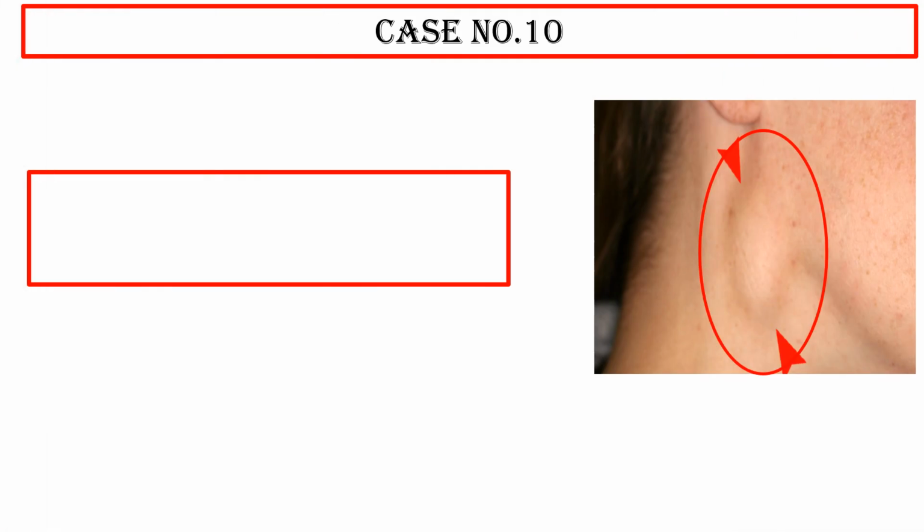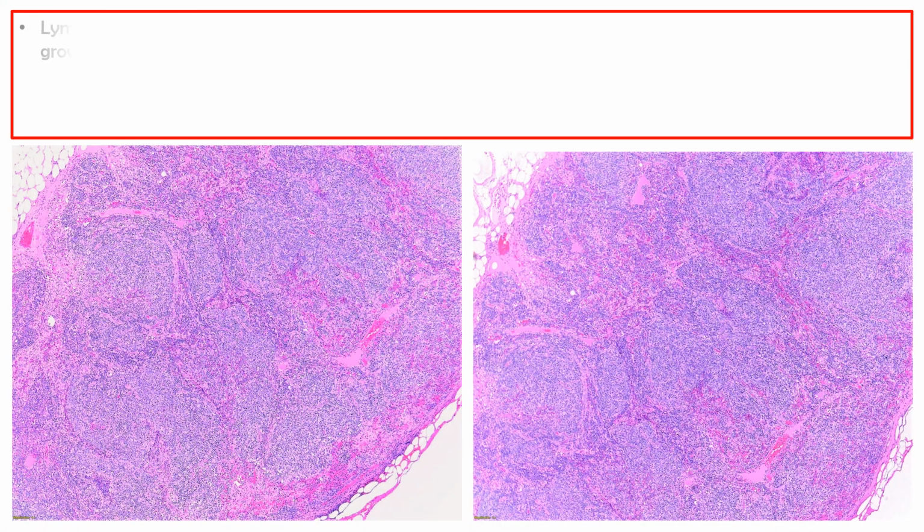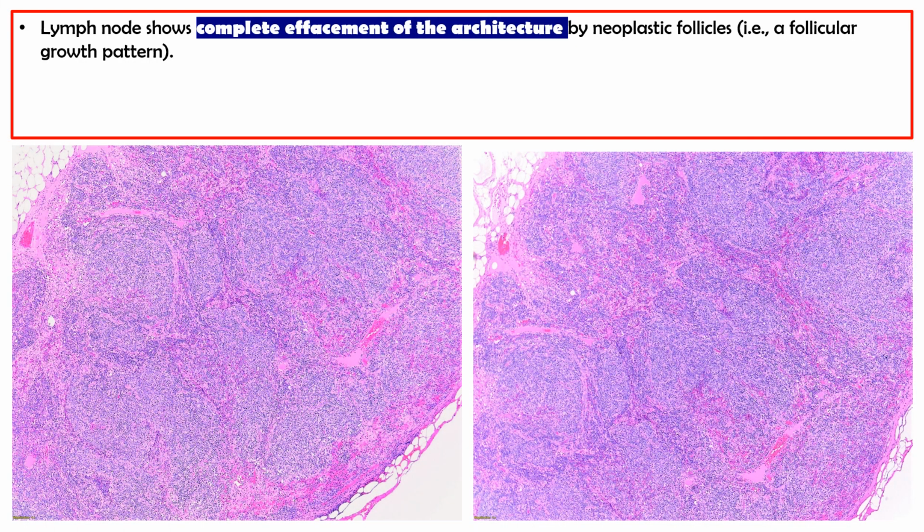Case number 10. A 52-year-old female came with generalized lymphadenopathy. Cervical lymph node biopsy was taken. The lymph node shows complete effacement of the architecture by neoplastic follicles. That is a follicular growth pattern.